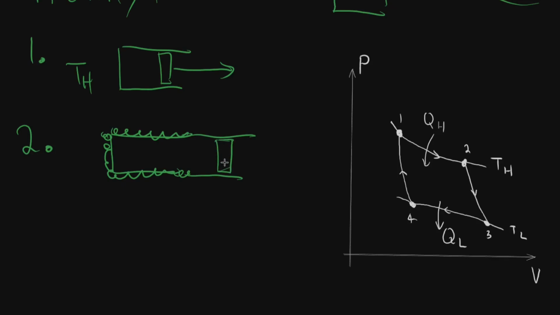Then step 3 is I would compress it, so this would be the work input, or the QL heat rejection. So the first step would be at constant temperature, so I'd have my T low reservoir right here, right, and I would compress it.